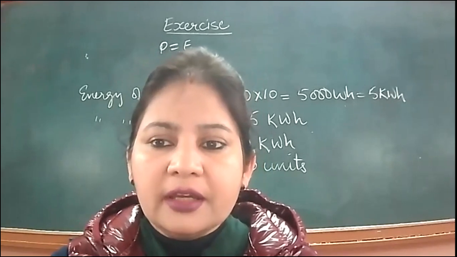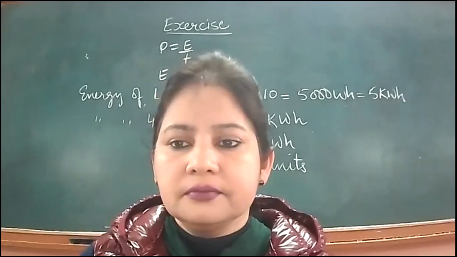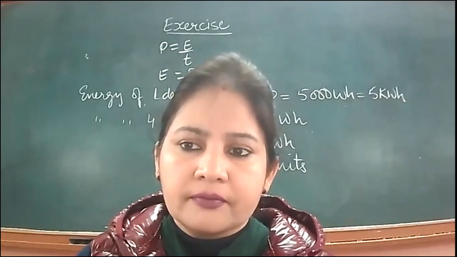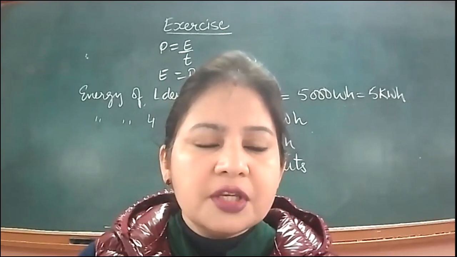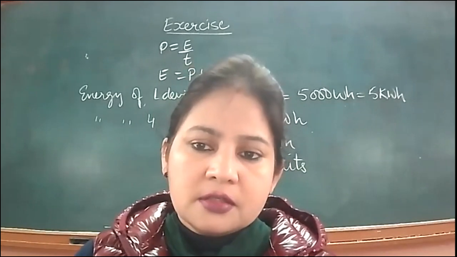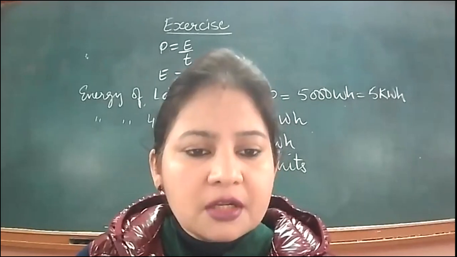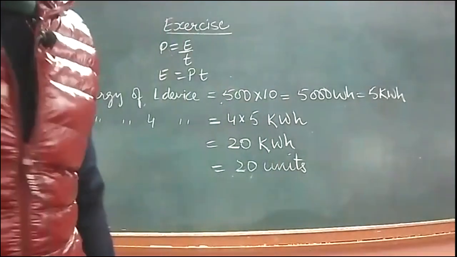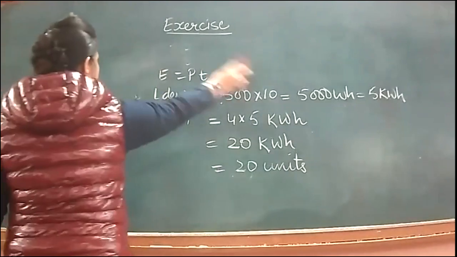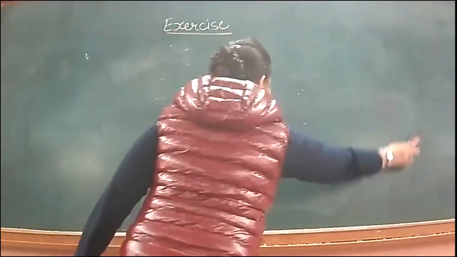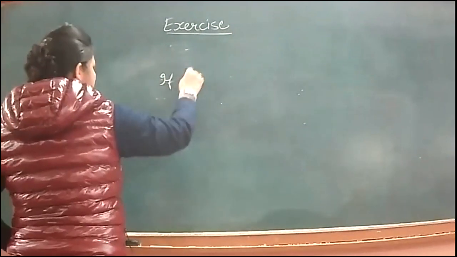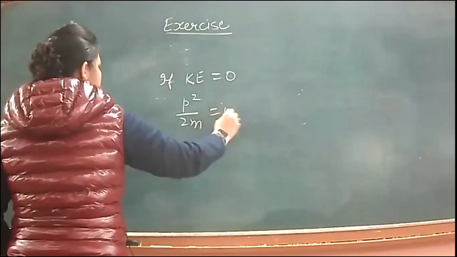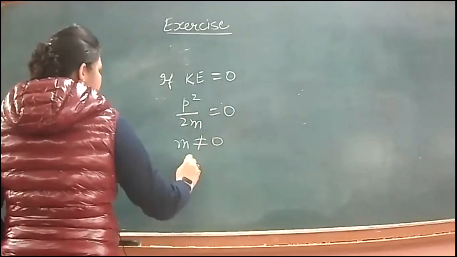No, ma'am. Why? Explain. Ma'am, because momentum is dependent on velocity, and if there is no energy, there will be no velocity in the object. So if there is no energy, the kinetic energy is also not there. If kinetic energy is zero, the velocity of the object is also zero, and momentum depends upon velocity, so momentum will also be zero. Okay, how can you justify it? If the object doesn't have any energy, it doesn't have kinetic energy as well. Kinetic energy is p square by 2m, that is zero. Mass can never be zero. That means momentum is zero.